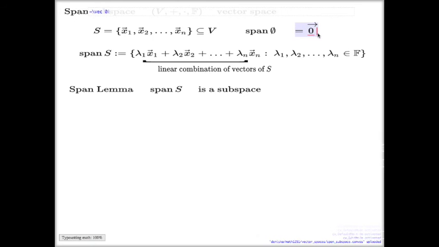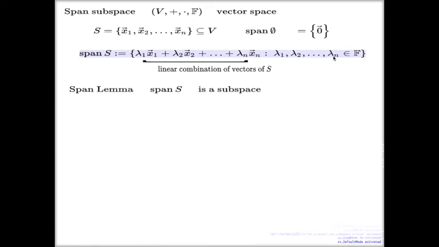So the convention for the span is a set which consists of one single vector, the zero vector. And this set will be a subspace. You can argue this. The only way to argue this, as a matter of fact, is through the subspace theorem.